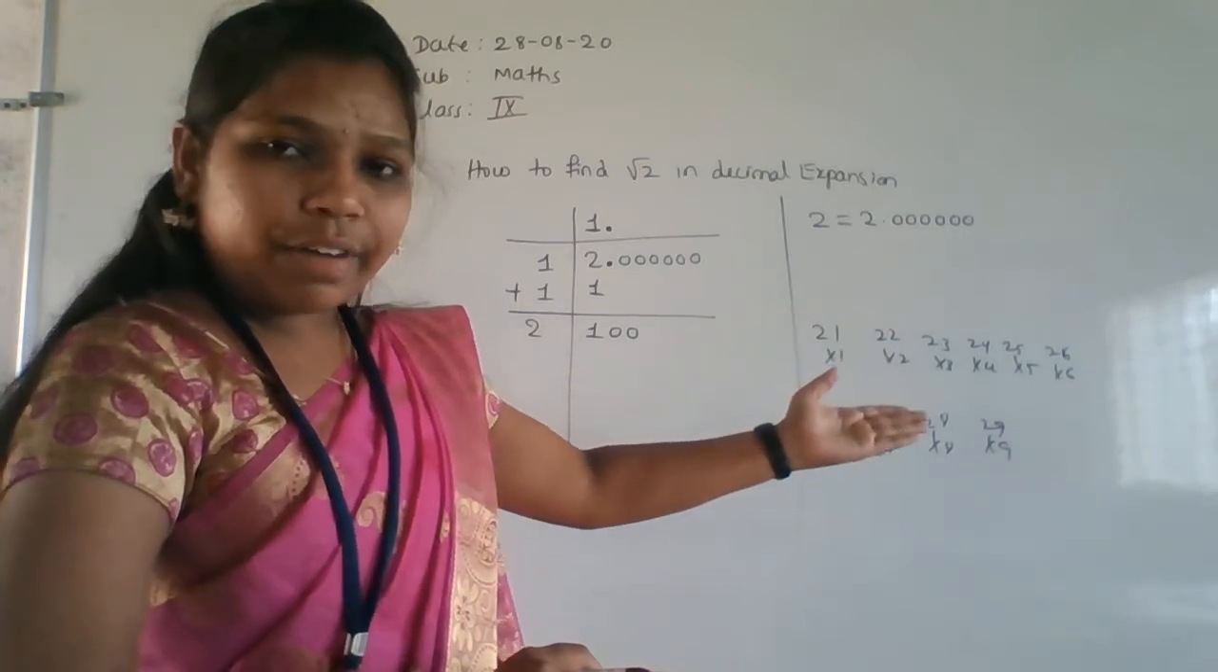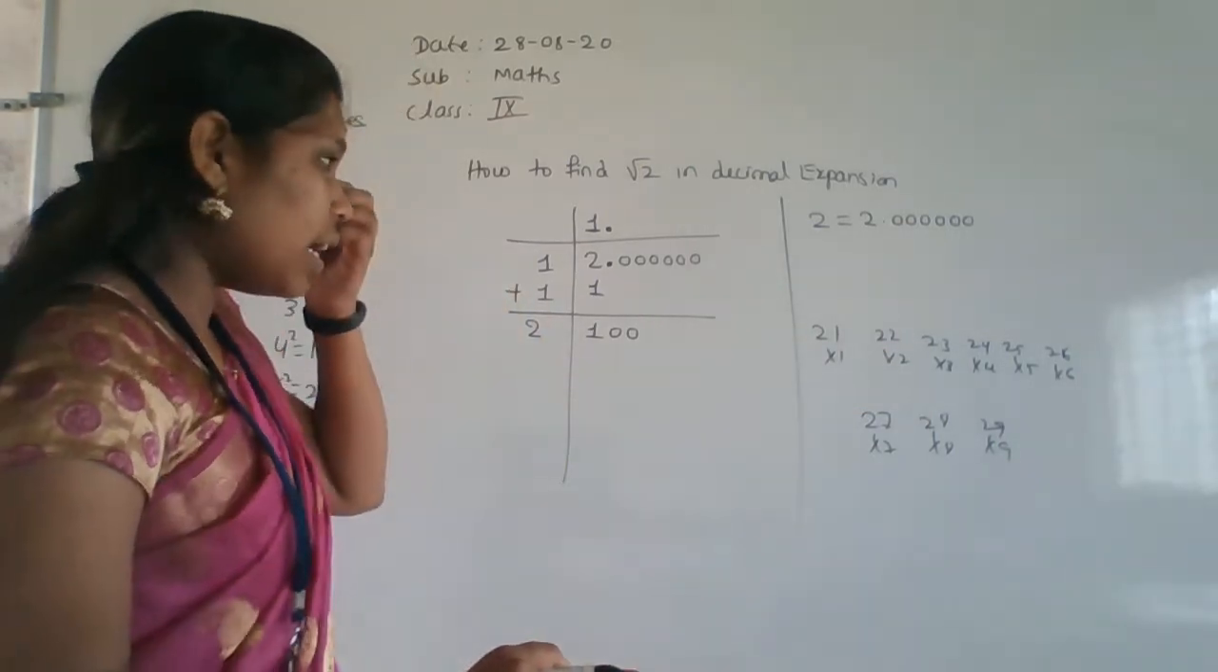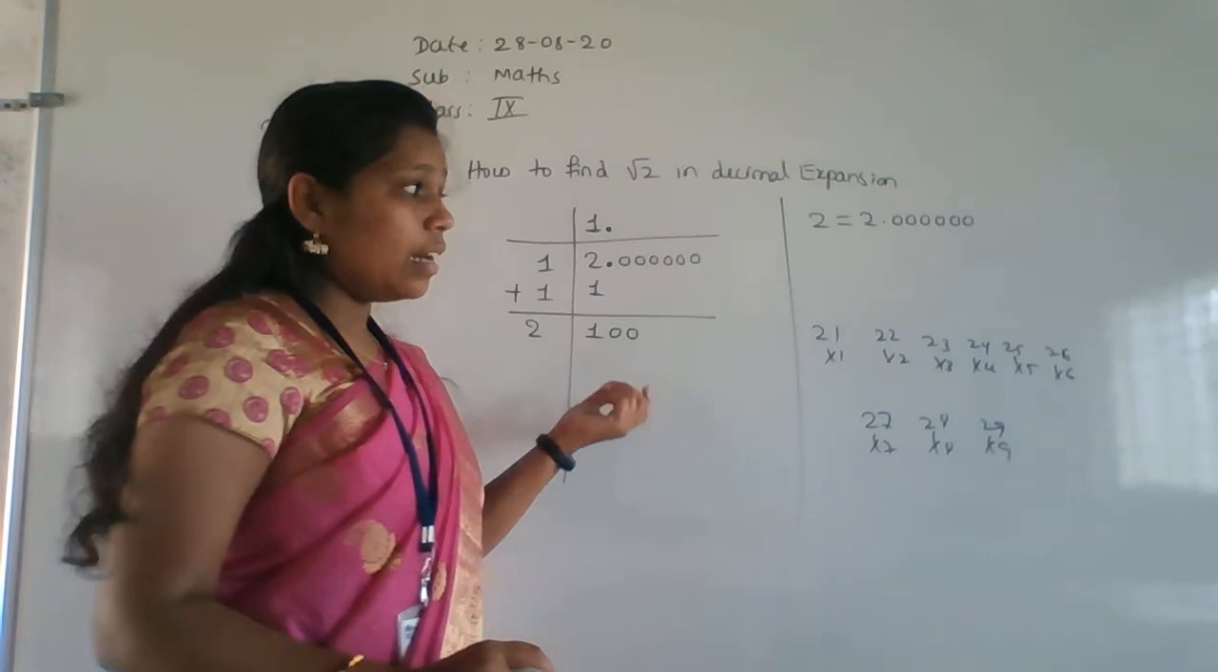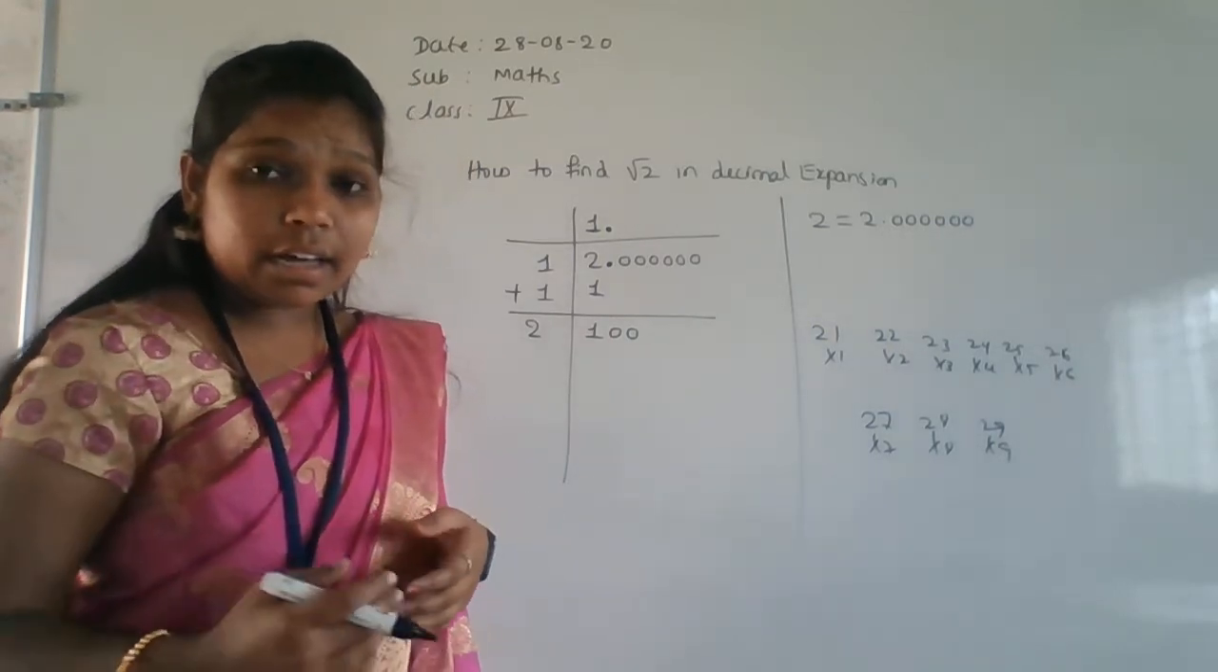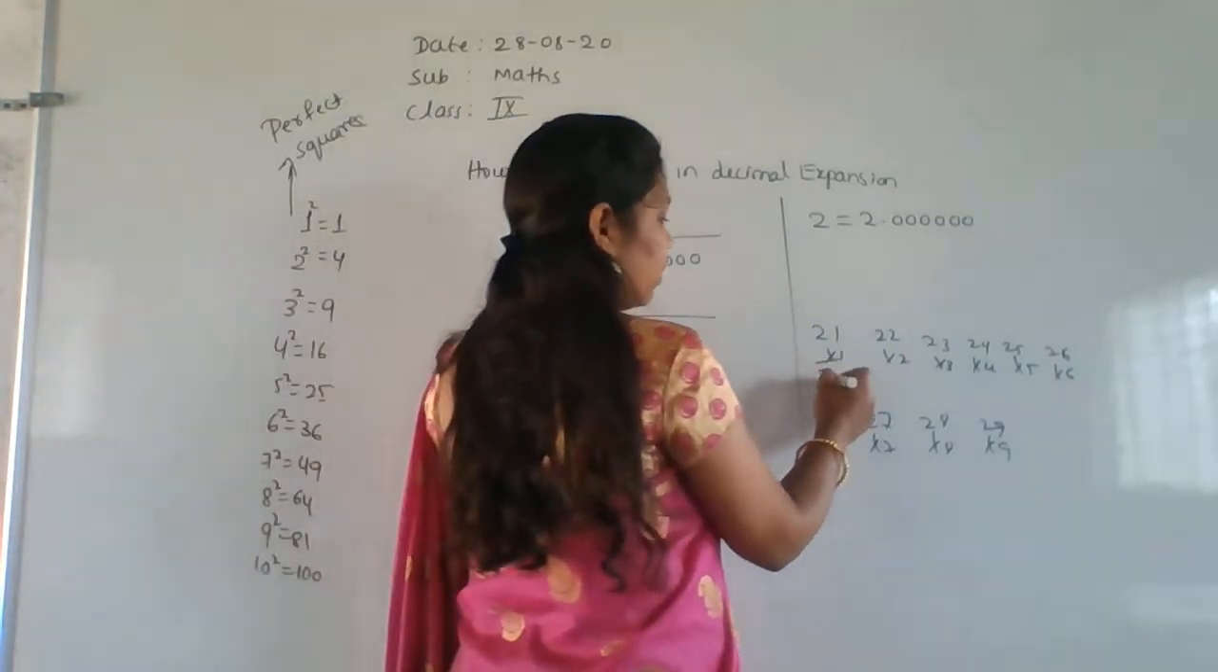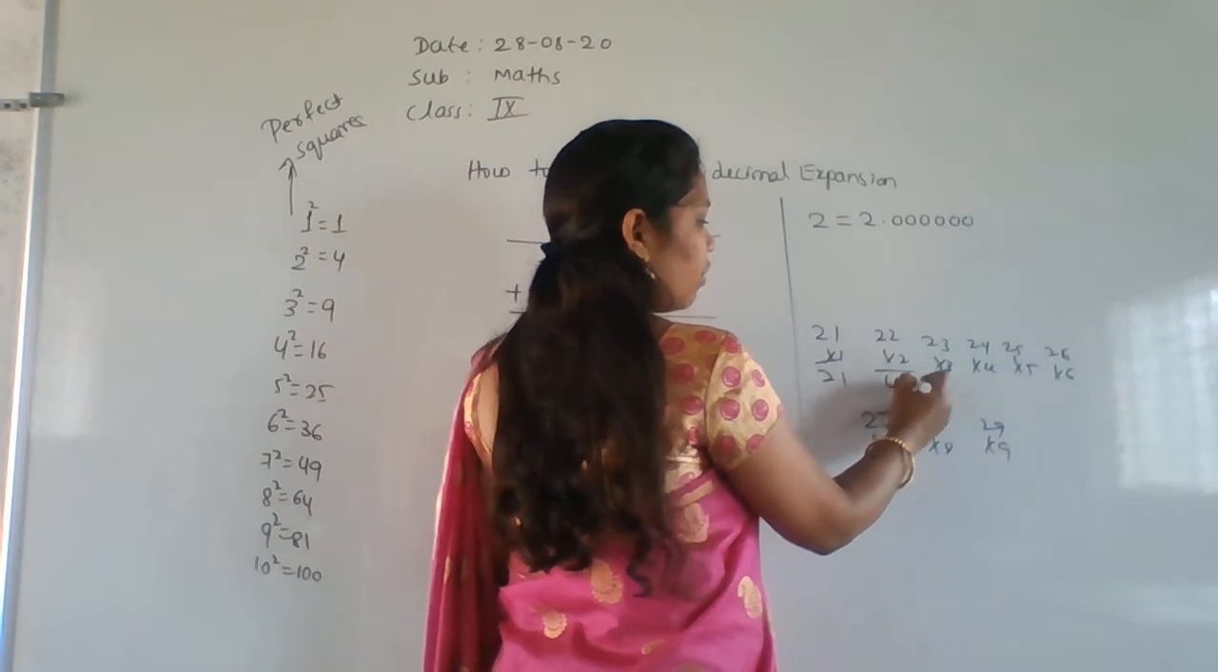5 is there, and 5. 6 is there, 6, like that. Okay. So here 100 is there. Which number are we getting here? Nearer values. For that, 21 ones are 21, 22 twos are 44.